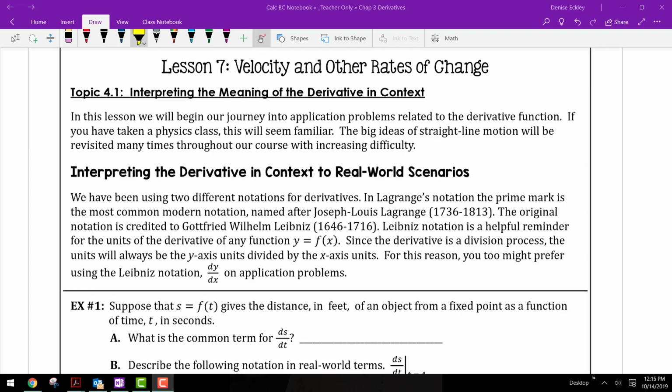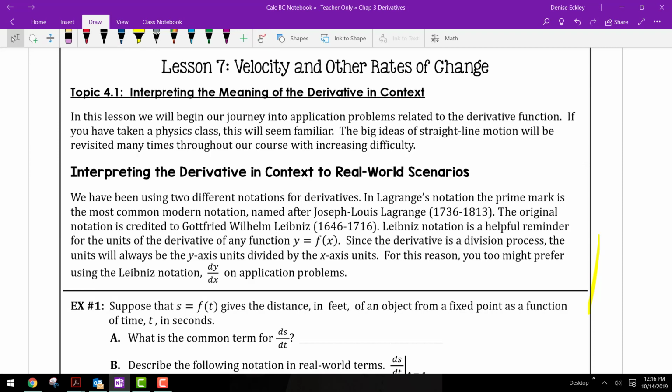Now, we do have two different types of notation. One was a friend, so to speak, of Newton. His name is Lagrange, and he came up with our f prime notation. And Leibniz, as I've said before, is a German mathematician that used the dy dx. Sometimes it's easier for application problems to use dy dx because we're talking about functions, and they usually have different names like the position function, the velocity function, the acceleration function. So it just depends on the situation. So we'll go through this then.